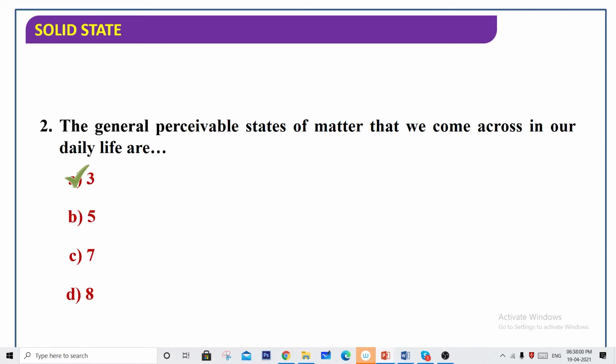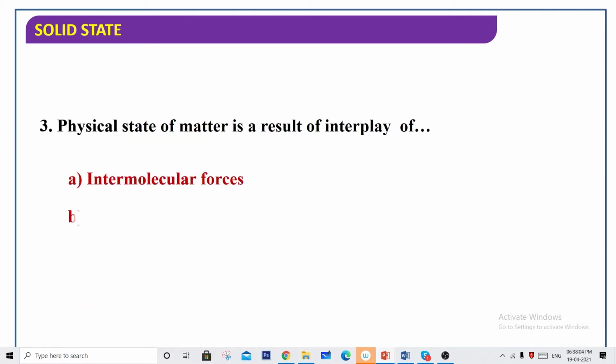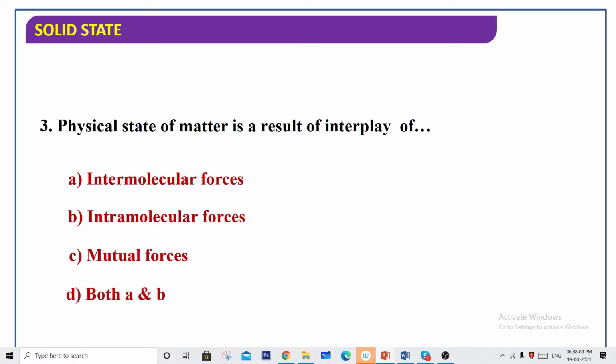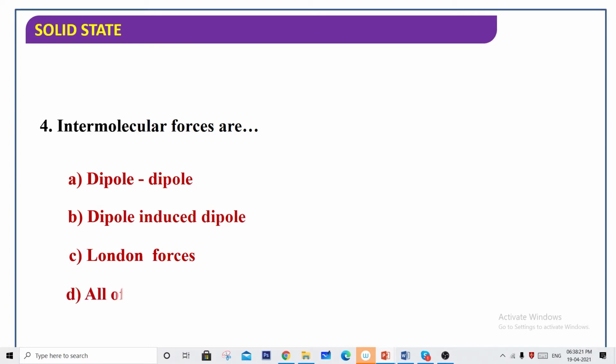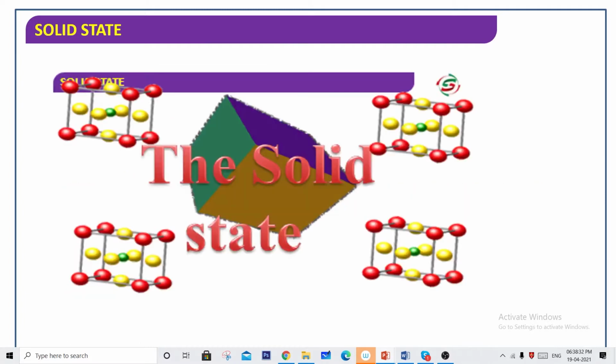The other two are Bose-Einstein condensate and plasma, which are not found well in real life. Physical state of matter is the interplay of intermolecular forces. Good. All good. Option D.